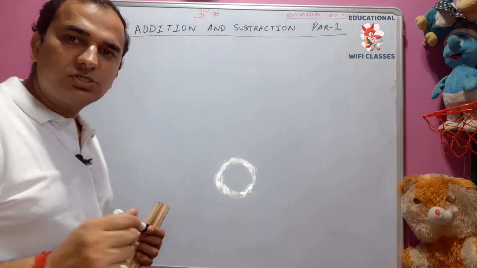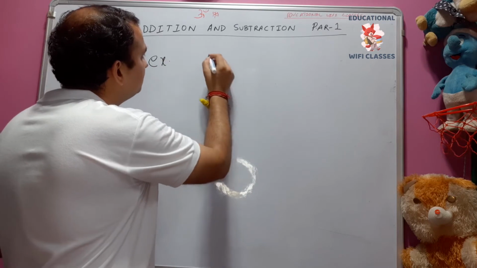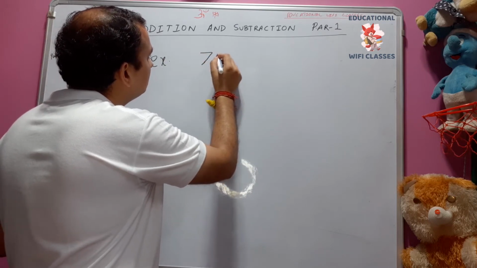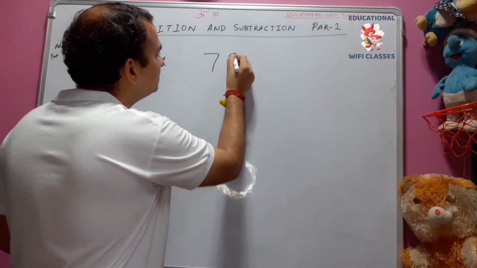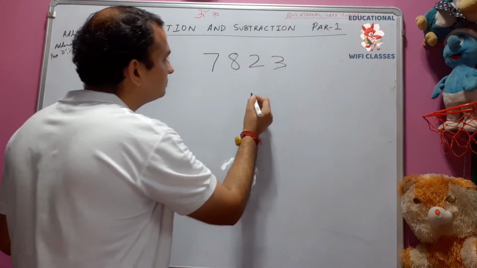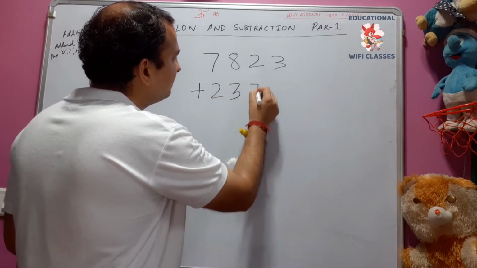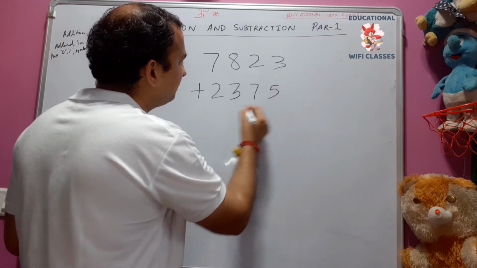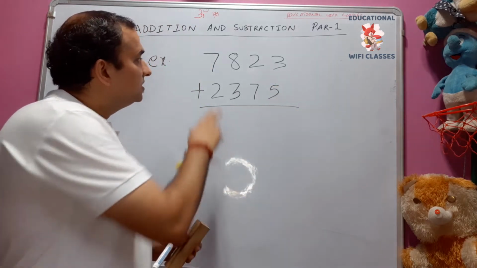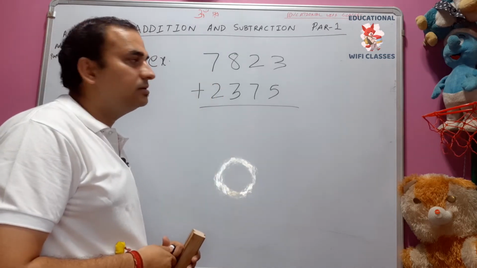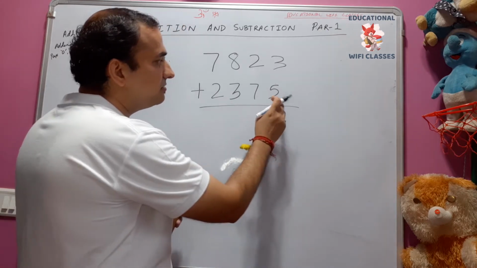Okay, so let's go with an example first. Example: 7823 plus 2375. So this is the way you are going to write the addition. So what will be the answer? What will be the outcome?